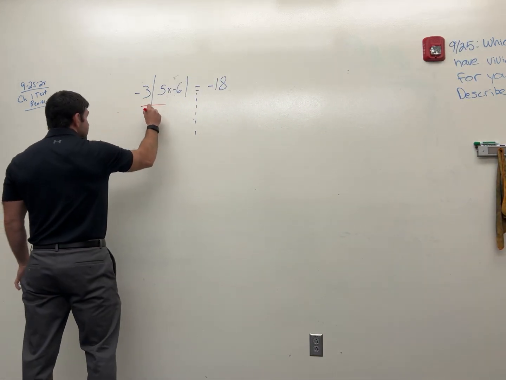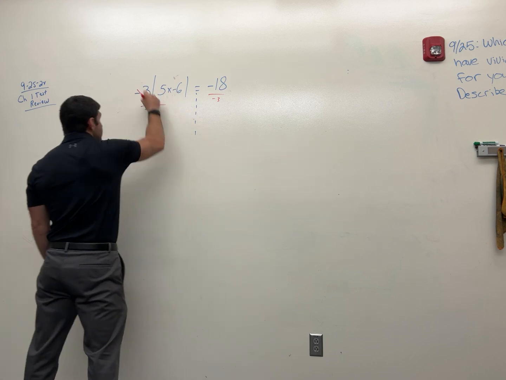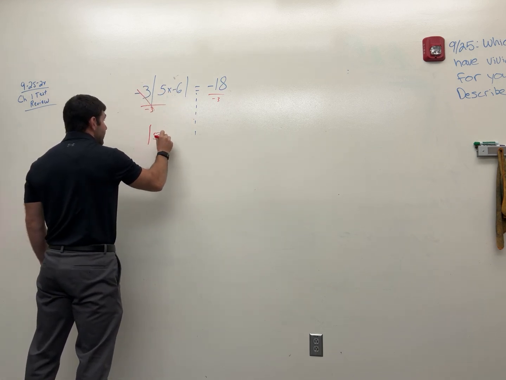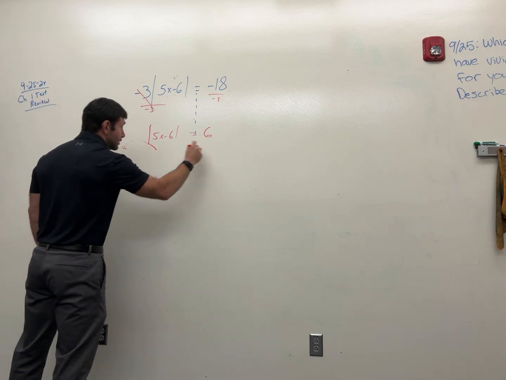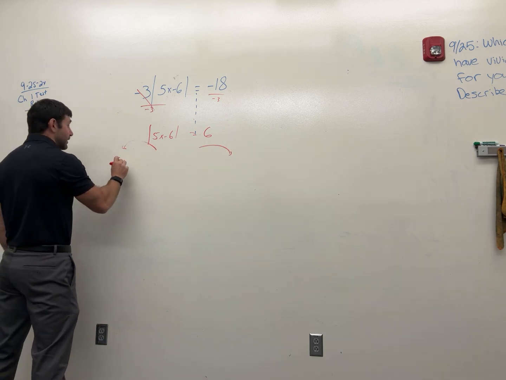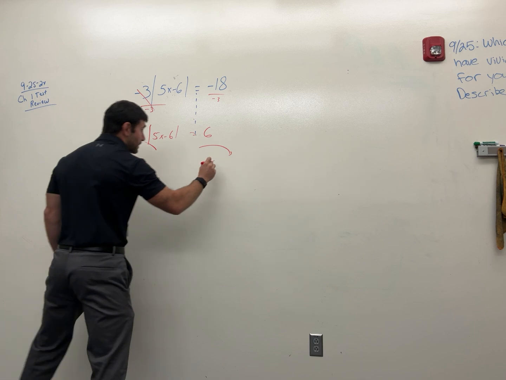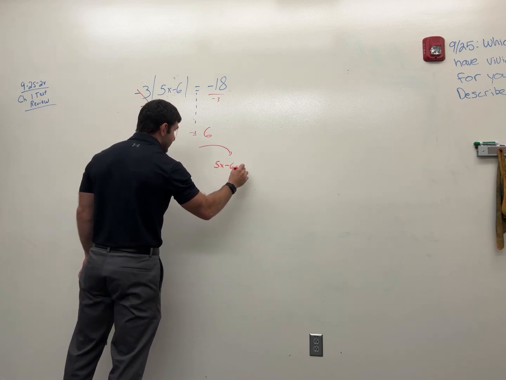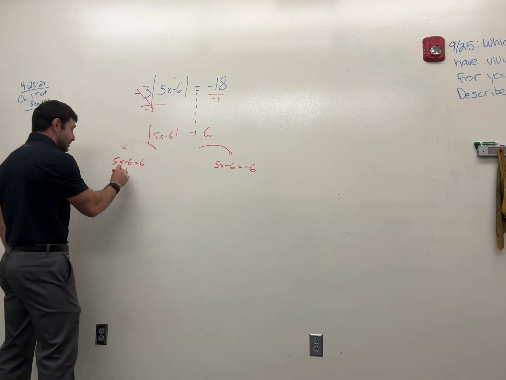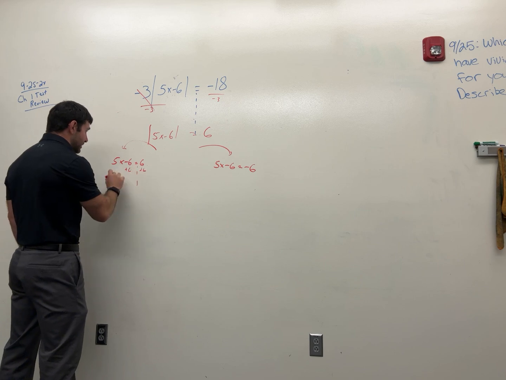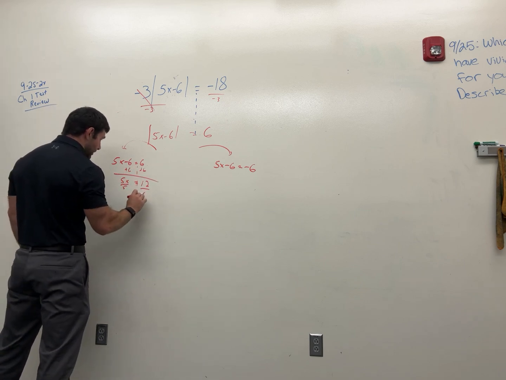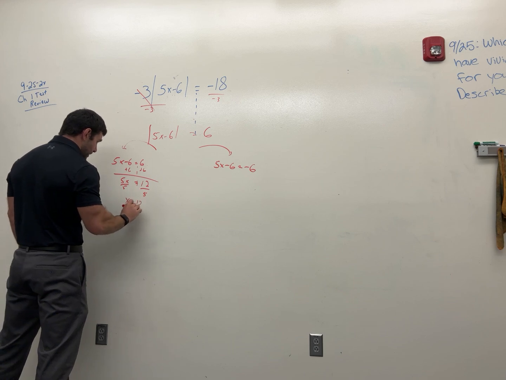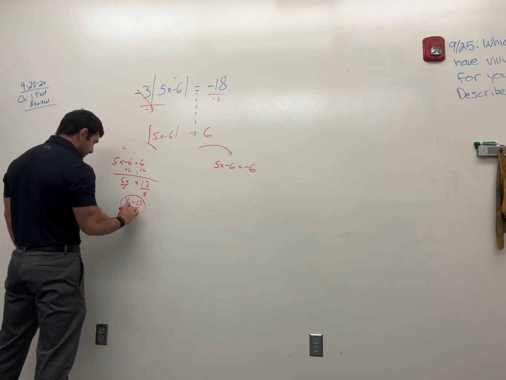Divide both sides by -3. That leaves me the absolute value of 5x minus 6 equals 6. So now I have 5x minus 6 equals 6. 5x minus 6 equals -6. Add 6. That gives me 5x equals 12. Divide by 5. X equals 12/5.